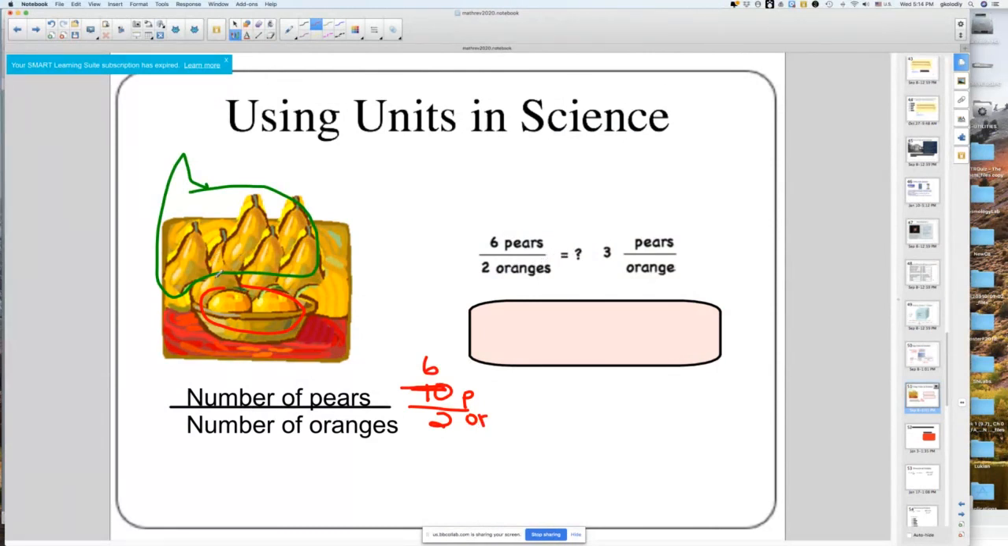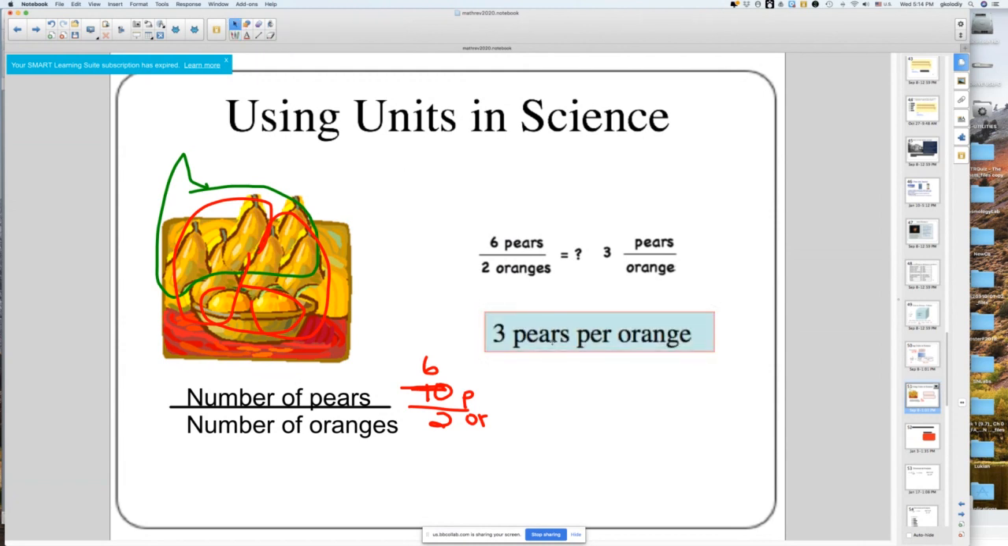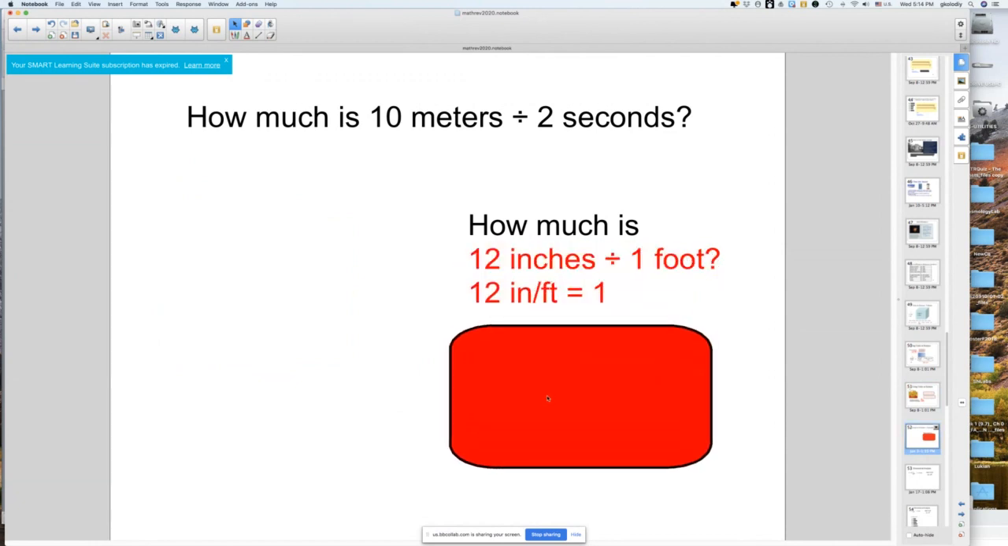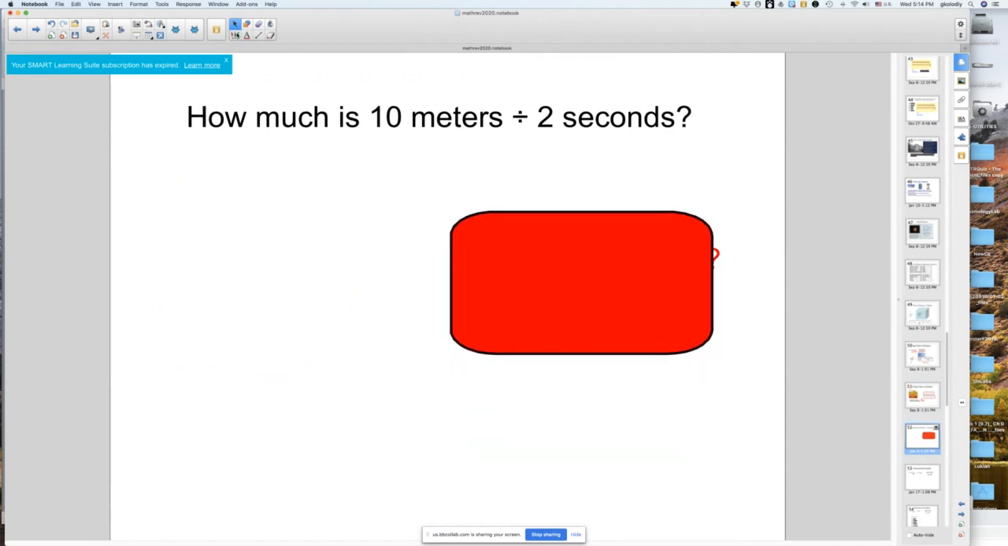That means the ratio of pears to oranges is 3 to 1. For every orange, there are 3 pears. So here's 3 pears for this orange, and here's 3 pears for this orange. 3 pears per orange. You could write it in words this way, but usually you write it that way. Of course, that comes up very often in physics. You take 10 meters and divide it by 2 seconds, you get 5 meters per second.